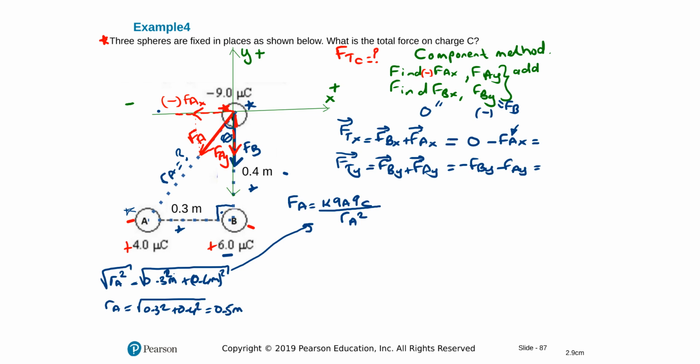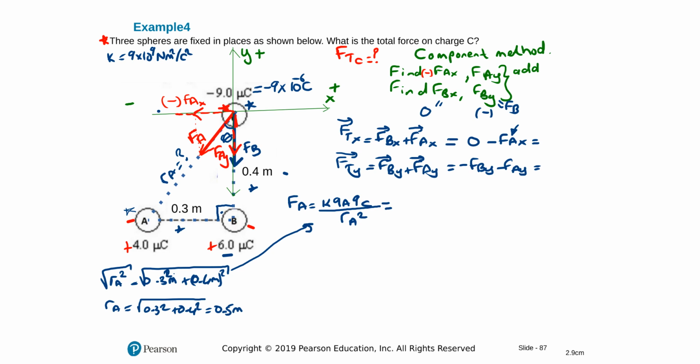I forgot to mention the charges are in microcoulomb. Converting to coulomb from micro will be always minus 9 microcoulomb is minus 9 times 10 to minus 6 coulomb. The same goes for A and B. So we're going to put these in here. K is the electrostatic constant. Let me put it at this corner here: 9 times 10 to 9 Newton meter squared over Coulomb squared. Putting all these in, find FA.